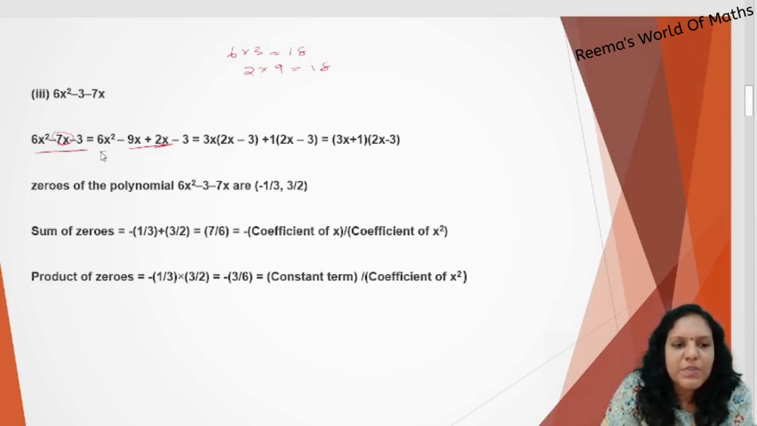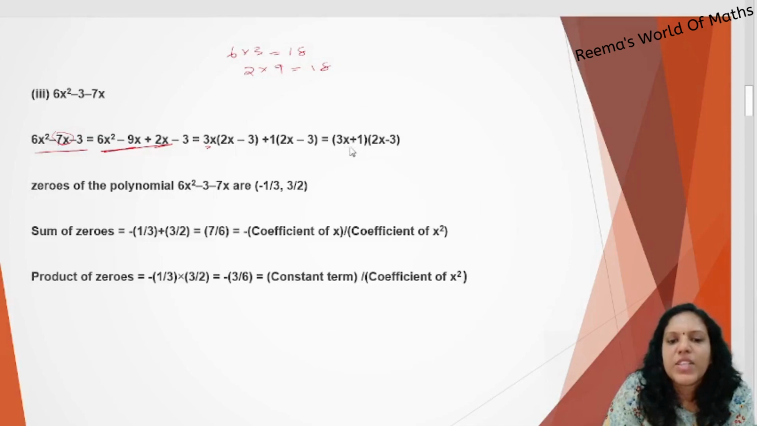Taking the first part, 6x squared minus 9x, what is common is 3 and x. So we take 3x common outside. If we take 3x from 6x squared, what is left over? We have only 2x. So 3x multiplied by 2x minus, and here if we take 3x from 9x, we have only 3 left. So 3x multiplied by 2x minus 3 plus, and in the second part, 2x minus 3, there is nothing common, so we can take 1 multiplied by 2x minus 3.